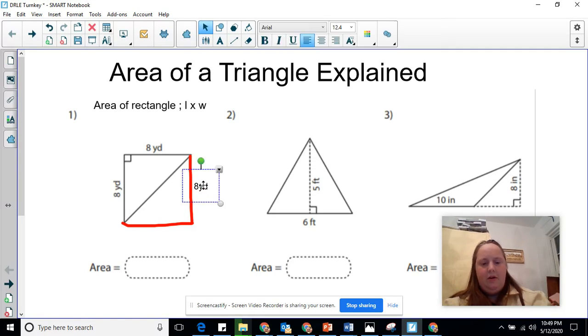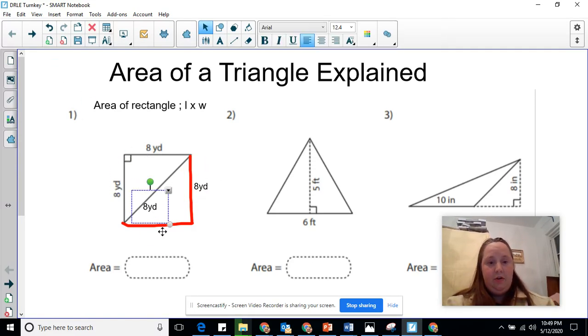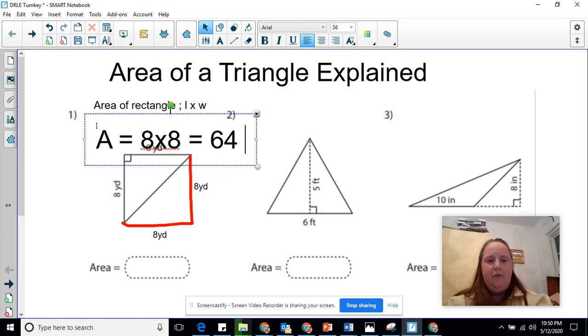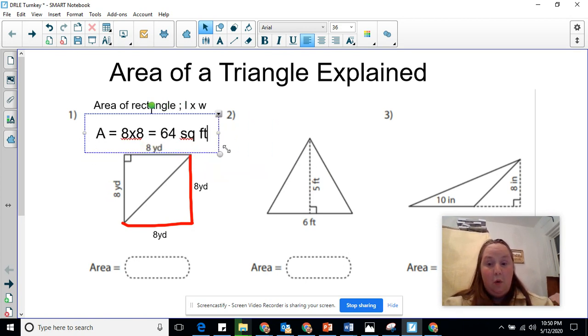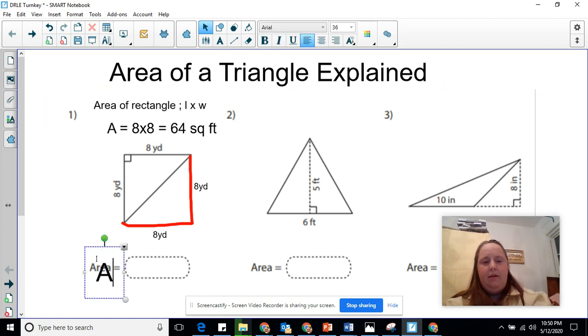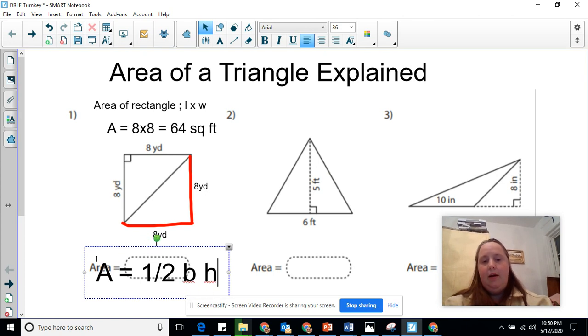So now we have a square that is 8 yards by 8 yards. And if we wanted to find the area, we already know up here from length times width. So to find the area, we would do 8 times 8. And that would be the same thing as 64 square feet. Now, that was to find the whole square. But you'll see that the triangle is only half of that. That's why the area of a triangle is equal to 1/2 times base times height.